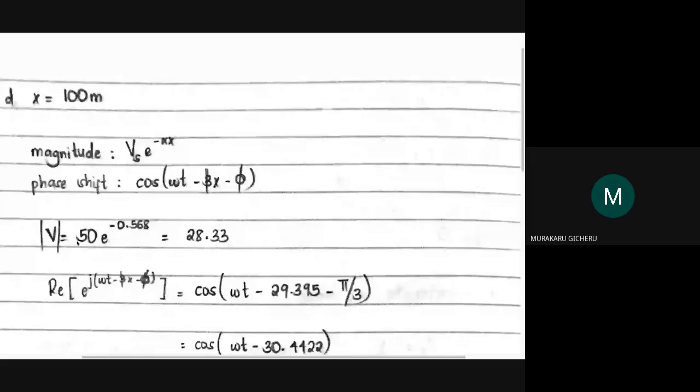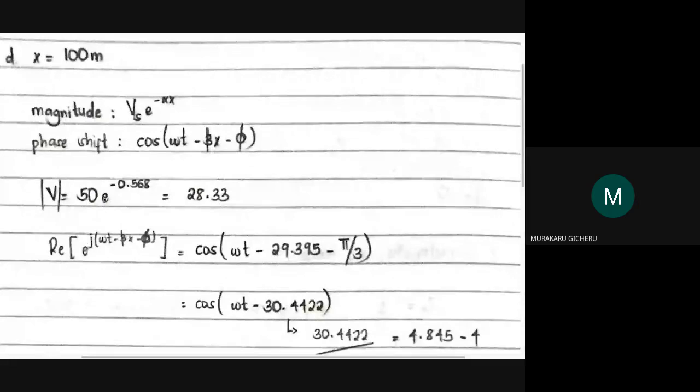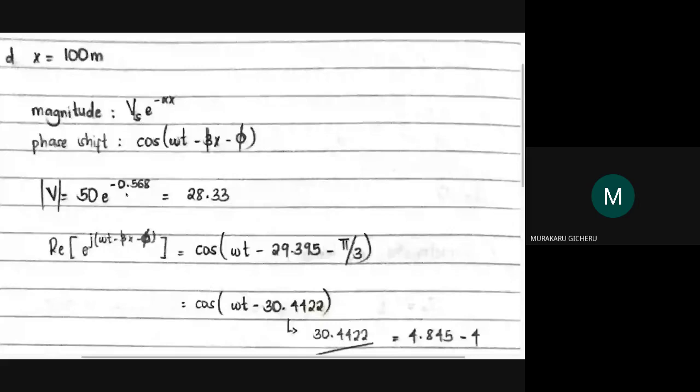Yes. So to find the magnitude of the output voltage, it will be 50 times e to the power of the attenuation that we got earlier. The attenuation we got earlier was in Nepers per meter. So if you want V at the end, you have to multiply the attenuation by the length of the line. So it will be 0.00568 times 100. So you get 0.3.